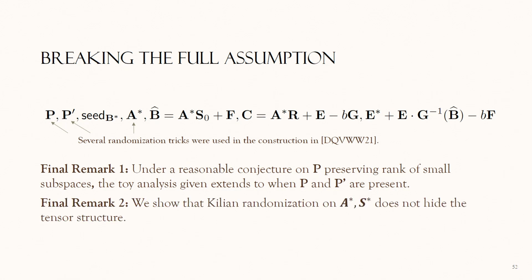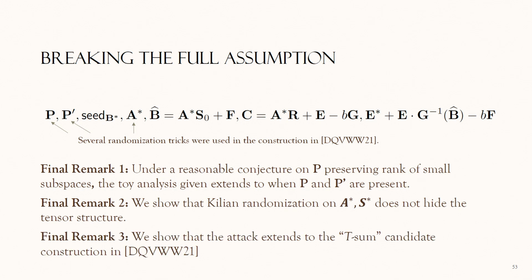And also, using a column span argument, you can actually show that Kilian randomization on this A star and S star do not hide the tensor structure. So this could be of independent interest. And finally, we show that the attack extends to a T-sum candidate presented by DQVWW 2021. Namely, if you sum up a bunch of these tensor constructions, it's no more secure against this attack. And that's it. Thank you very much.